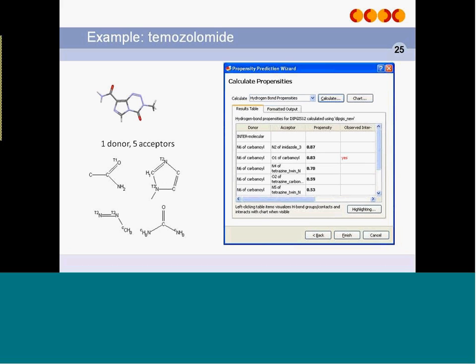Okay, so another example. This is temozolomide. Again, quite a simple molecule, one donor, 5 acceptors. But we're going to run this through the hydrogen bond propensity tool and have a look at what it looks like. So we've done the calculations here. I'm showing you the table. So we've got our donors with acceptors with propensities. And you can see that this interaction here, the carboxamide dimer, is predicted to occur with quite high likelihood. And indeed, we see it in the solid form. It's this nice dimer interaction.